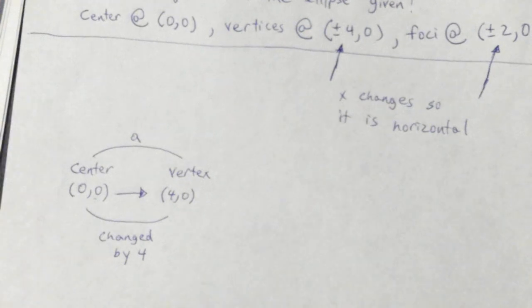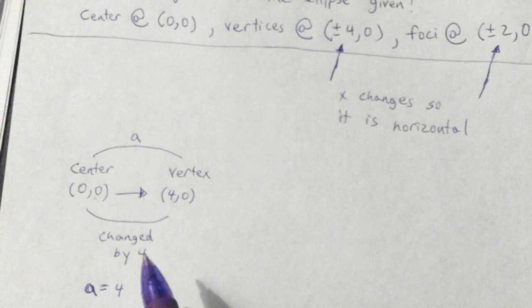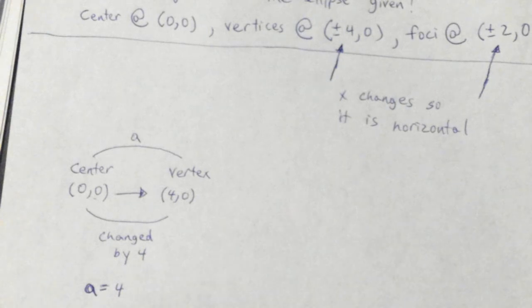What does that mean about our A squared? Well, what we know is that if A is 4, and we need A squared for our equation, then A squared is 4 times 4, so A squared is going to be 16.